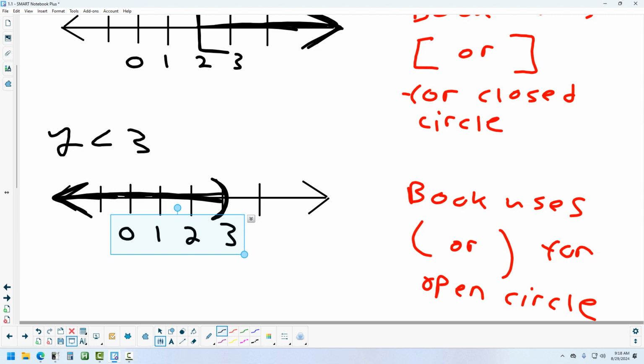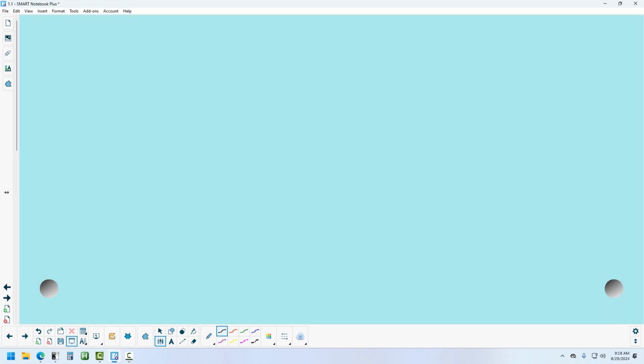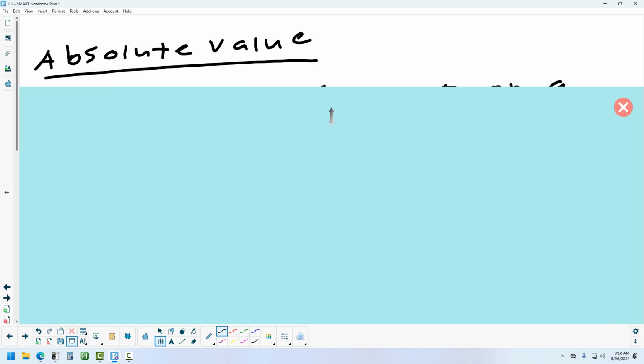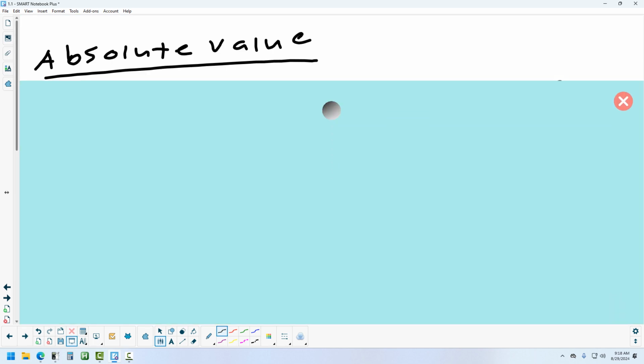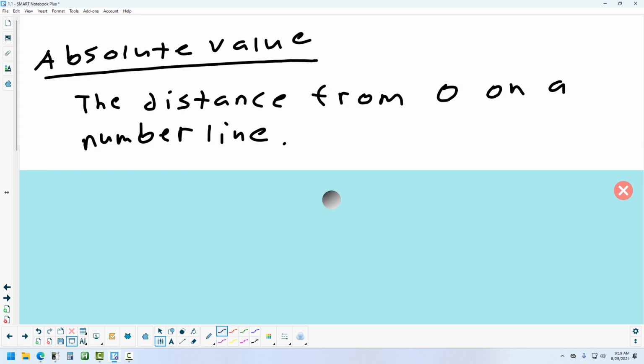Questions on that? Okay. All right, absolute value. So one way to think of absolute value, a very visual way to think about it, is it's the distance from 0 on a number line.